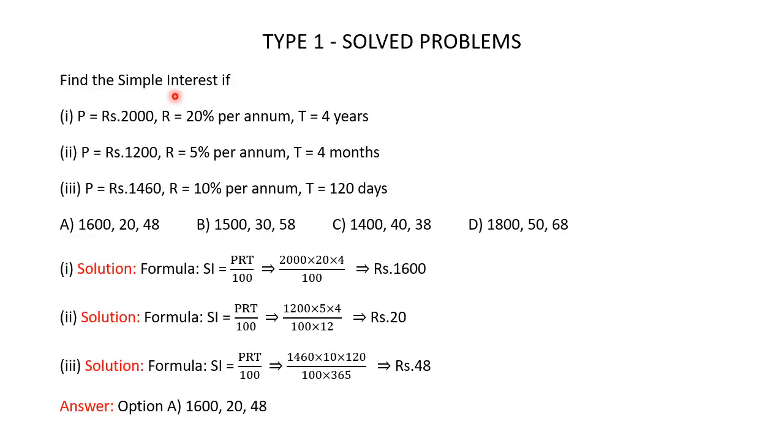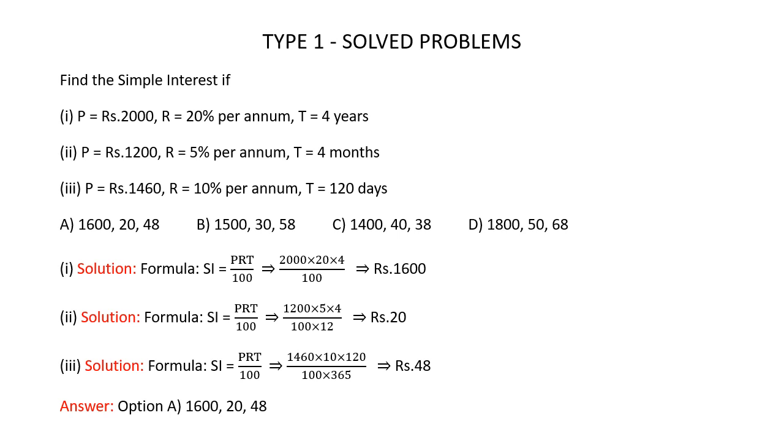Find the simple interest if principal is rupees 2000, rate of interest is 20% per annum and time is 4 years. Now we know that the formula to find simple interest is equal to PRT divided by 100. Now substituting all the given values in this formula here, we have 2000 multiplied by 20 multiplied by 4 divided by 100, and on solving this we get simple interest as rupees 1600.